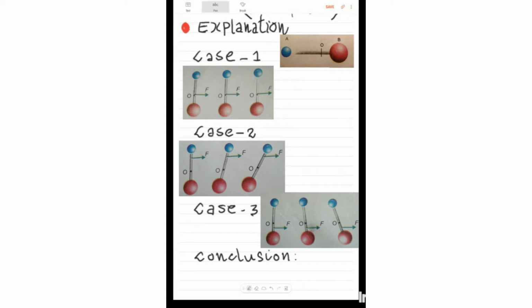After discussing all these cases, we come to know that point O selected in case 1 is the exact center of mass of this system, because when the force is applied at this point, the system moves without rotation.